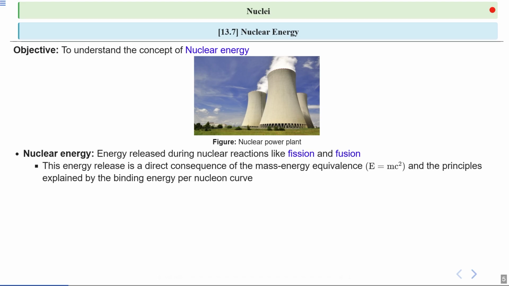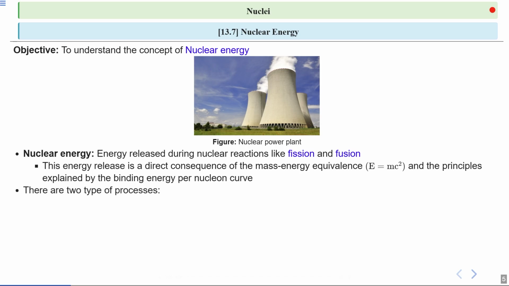This energy release is explained by the principle of mass energy equivalence, which is given by the formula E equal to mc square. Here E stands for energy, m is mass and c is the speed of light. The binding energy per nucleon curve helps us understand why some nuclei release energy when they split or combine.